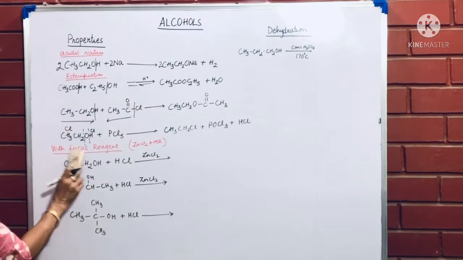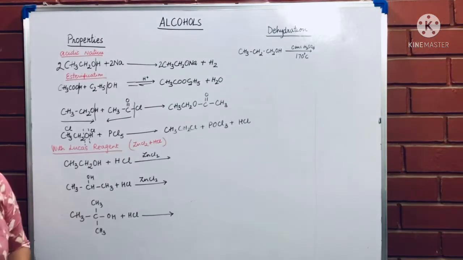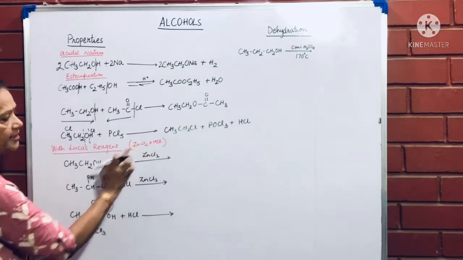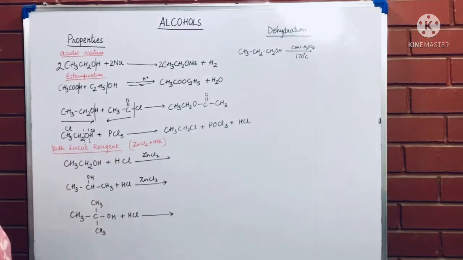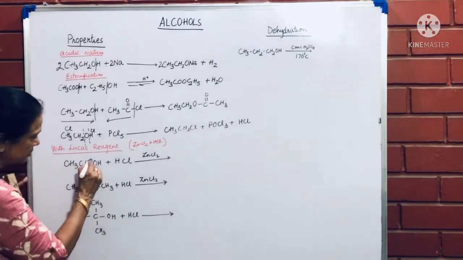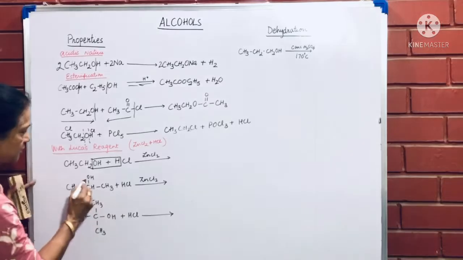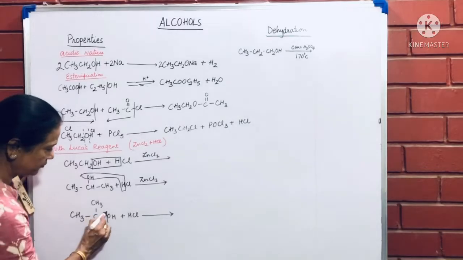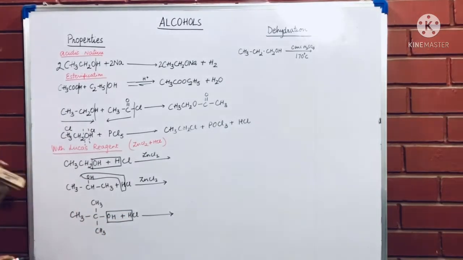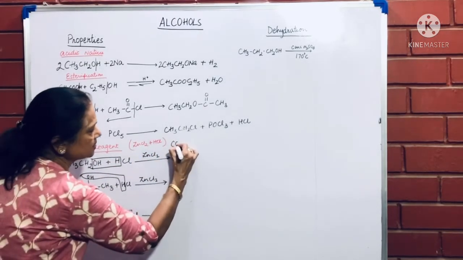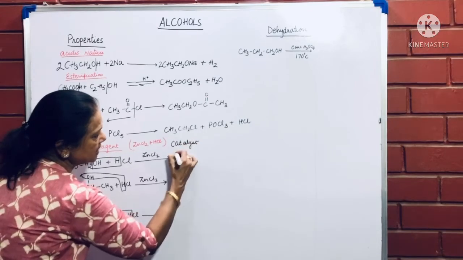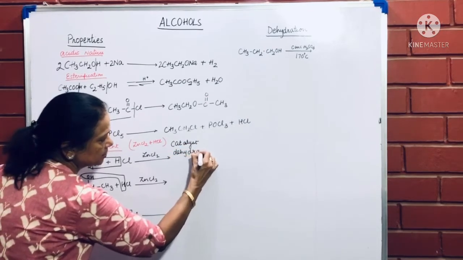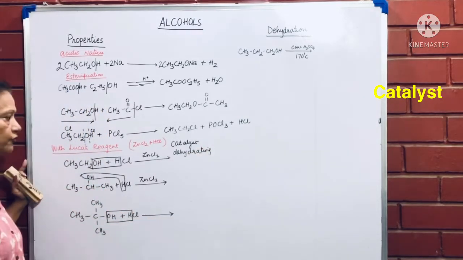Now the next reaction is with Lucas reagent. Lucas reagent is a mixture of zinc chloride plus HCl, and this can be used as a test for primary, secondary and tertiary alcohols. So you have already written these reactions. Water will be removed. Again here water will be removed and Cl will get attached here. Water will be removed. Now zinc chloride and HCl, the mixture, here zinc chloride is acting as a catalyst as well as a dehydrating agent.